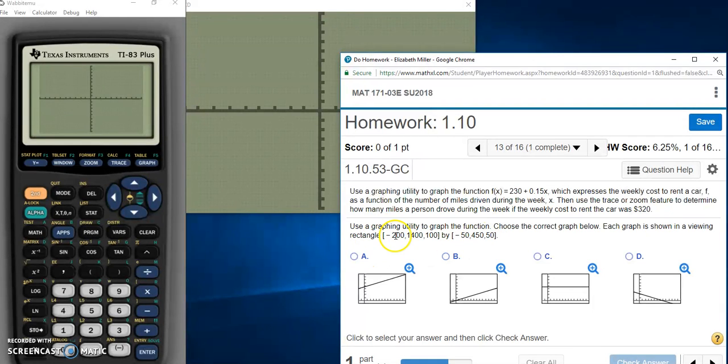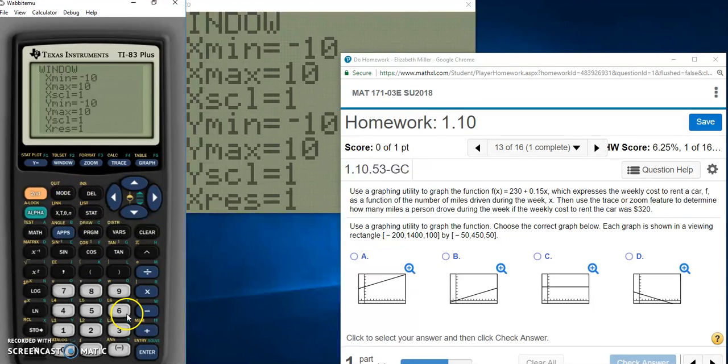So I'm going to fix my window to match their window. What this means is my x value has a minimum of -200 and a maximum of 1400. And they want the tick marks to go every 100. Then the y-axis has a minimum of -50, a maximum of 450, and they want those tick marks every 50 units. So I need to fix my window to match their window.